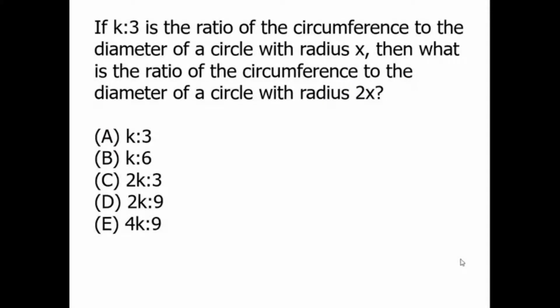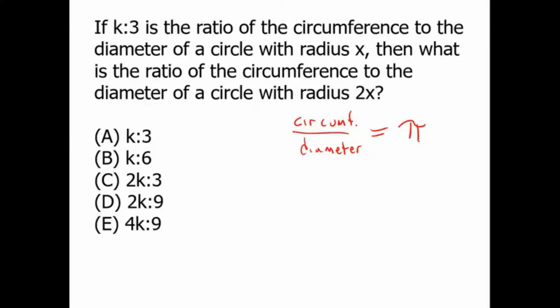So this is an interesting one. If k to 3 is the ratio of circumference to diameter of a circle with radius x, what is the ratio of circumference to diameter of a circle with twice the radius? Well, this is an interesting thing because the ratio of circumference to diameter is, by definition, always equal to pi for every circle on the face of the earth. That, in many ways, is the very definition of pi itself.